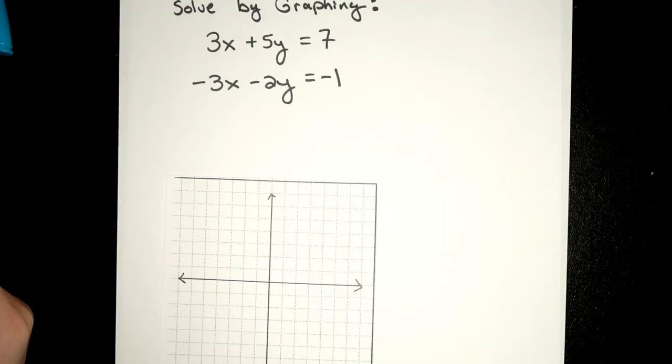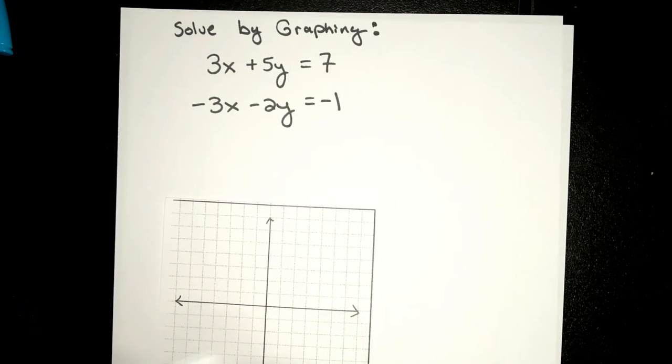Today we're going to look at the three different ways that we can solve systems of equations. Let's take a look at our first example here. What we have is 3x plus 5y equals 7 and negative 3x minus 2y equals negative 1. This first case we're going to solve by graphing.